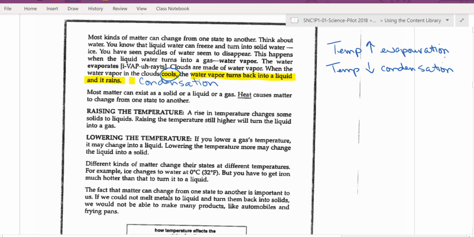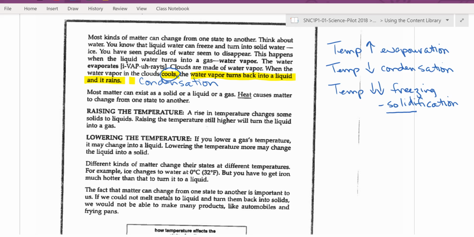If the temperature kept dropping even more, what would we have? And what would we call that when water goes from a liquid to a solid? Real easy, Caleb? Freezing. So if the temperature really drops, sometimes you'll hear it called solidification, which is a fancy way of saying it forms a solid. Most matter can exist as a solid or a liquid or a gas. Heat causes matter to change from one state to another.